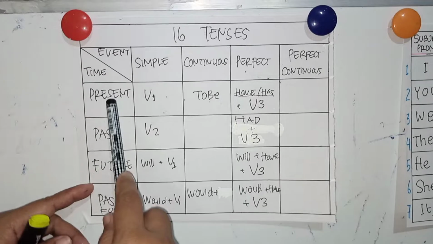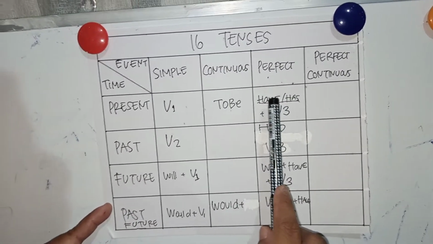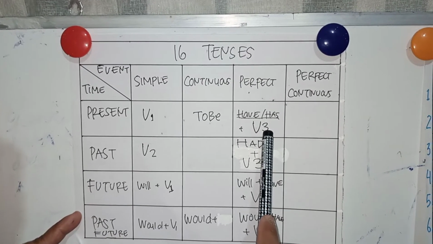The next is present perfect. In the present perfect, you have to use the have, has as auxiliary verb followed by verb 3.